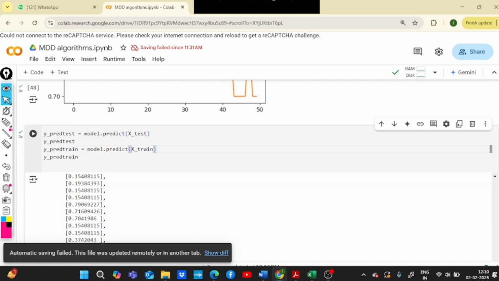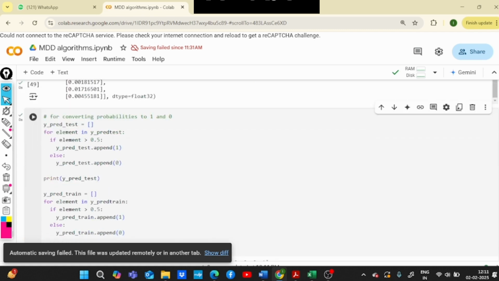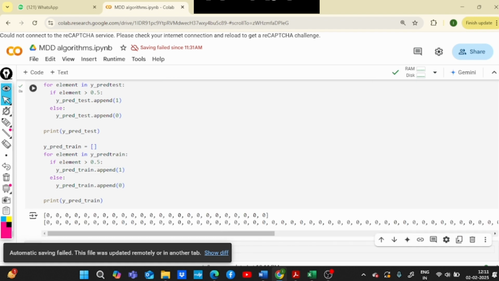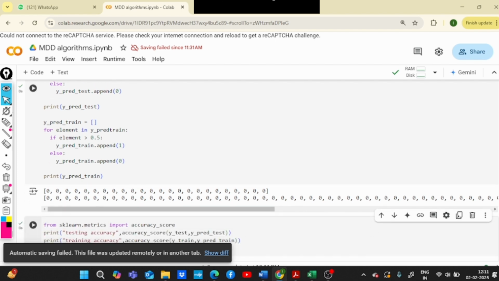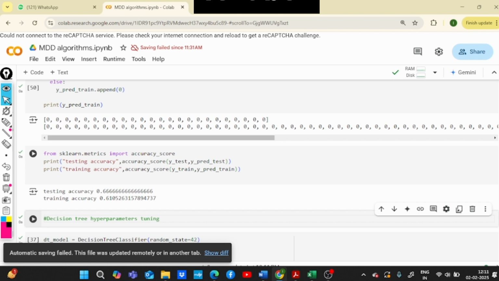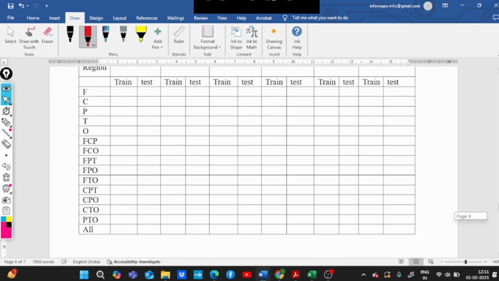Now the actual prediction for training and testing will be done over here. I will be providing you with the codes in your group. So your y predicted in testing and y predicted in training has been done. And now training accuracy and testing accuracy you will find. So your testing accuracy is 0.6 and your training accuracy is 0.61, which is very low. What you need to do is take this 0.66 for testing and training, and after hyperparameter optimization, you go in this Word file.